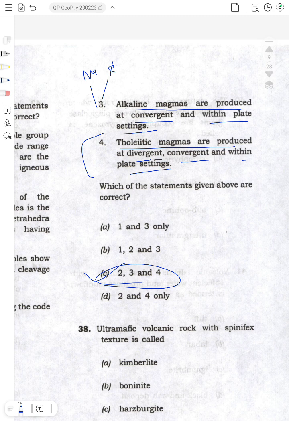Okay. SiO2, I've told you, tholeiitic में moderate to high, alkaline में low to moderate, and calc-alkaline में is high.